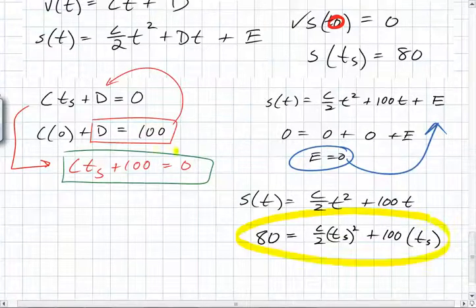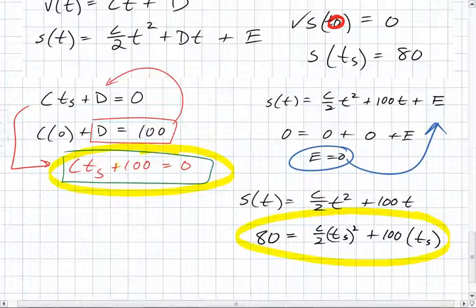Look what you now have. Here's one equation and here's a second equation. You have 2 equations. How many variables are in there? 2. If you have 2 equations and 2 variables, what should you theoretically be able to solve for? Each of them, because you'll get one, and then with one you can get the other. So try to do me a favor, find t_s for me.